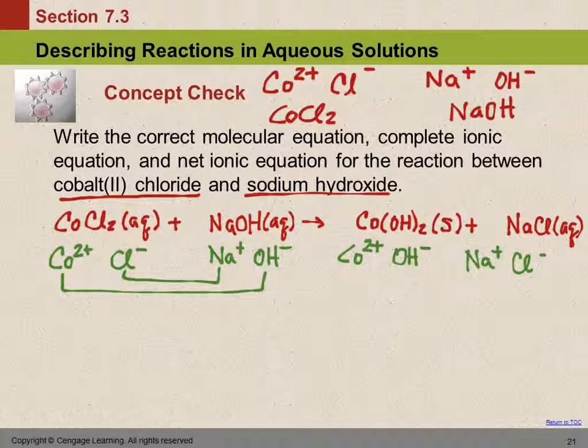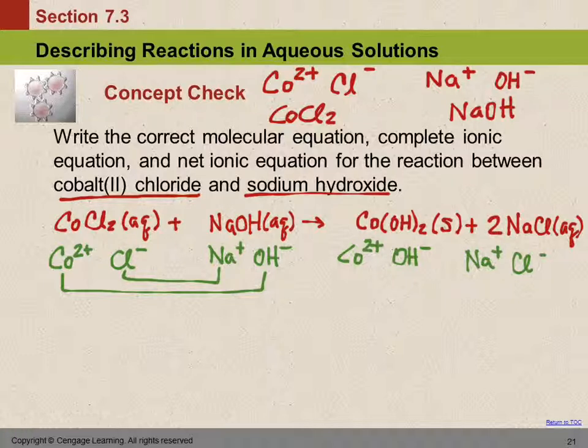So now we have all the formulas in our molecular equation. Is this equation balanced, though? No, it's not. So let's check it out. Over here, we have 1 cobalt, and over there we've got 1 cobalt. So that's okay. Here we've got 2 chlorines, and over here we only have 1. We can fix that by putting a 2 there.